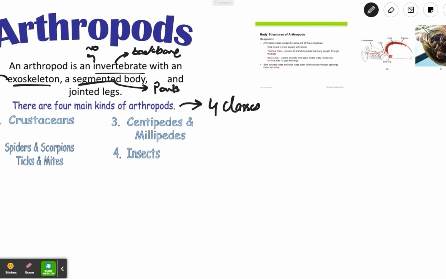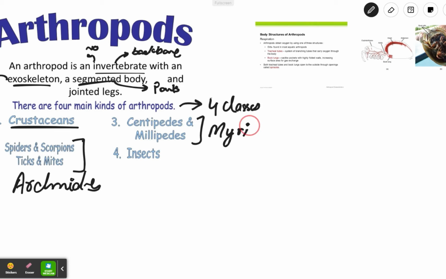The first one is crustaceans, very fancy name. The second one here is spiders, scorpions, or you could say them arachnids. Yes, they are called arachnids. Okay, there is another name. Centipedes or millipedes, you can call them myriapods. And this one, insecta. So there are 4 classes: crustaceans, arachnids, myriapods, insects. Remember, centipedes or millipedes, these names are also correct. I will tell you in a minute why they are like that.